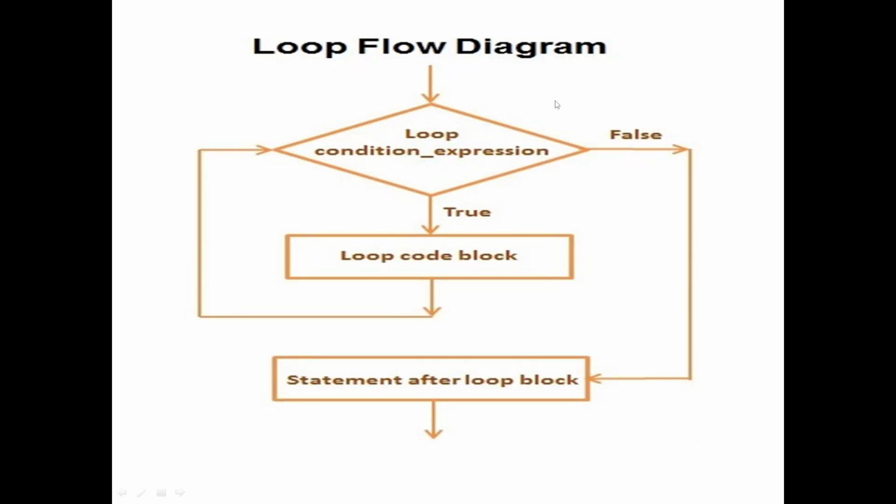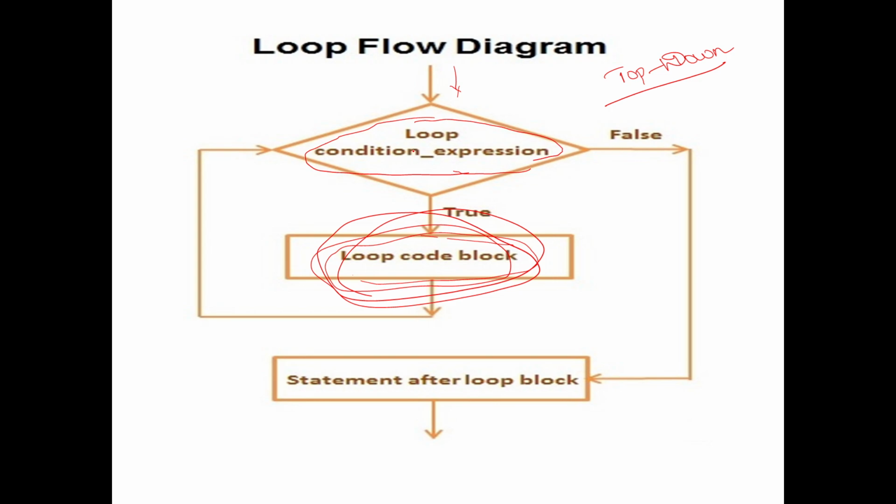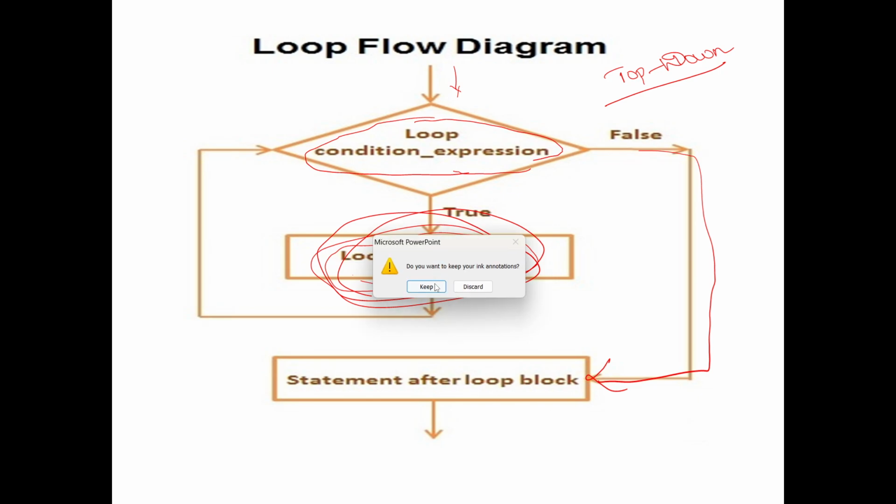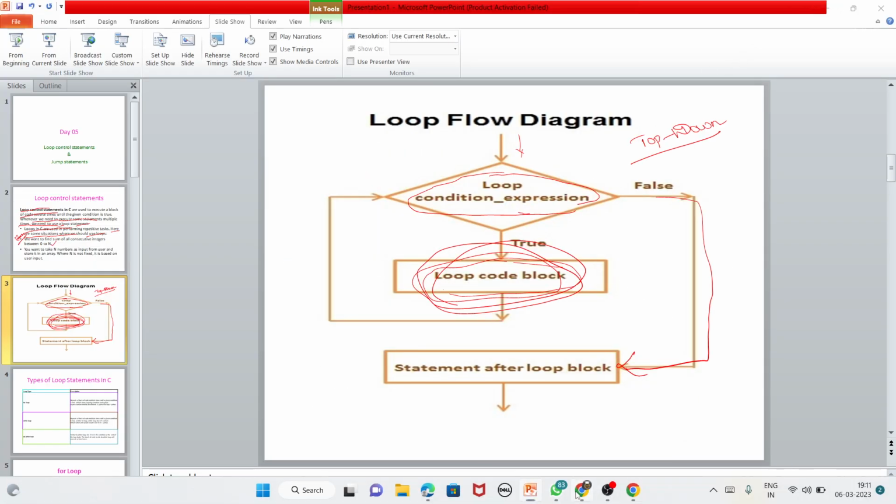As I told you in the previous classes, the flow of execution always starts from the top. Almost in all programming languages, the flow of execution follows the top down approach. The flow of execution starts here and checks the condition of the loop. If this condition is true, the loop block, which is defined in this particular loop, will be executed. If it is false, the next consecutive statements will be executed. This is the flow of execution.